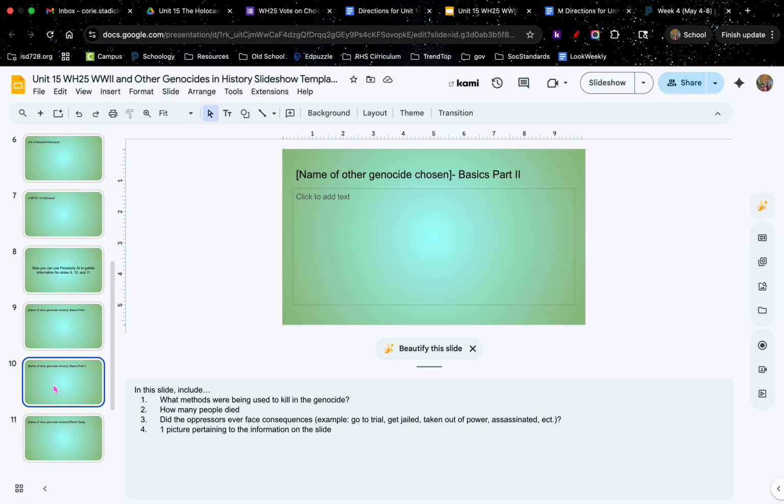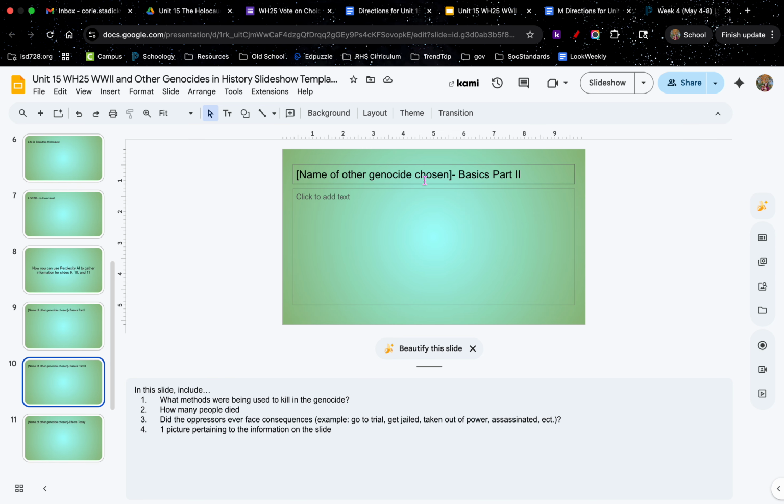For slide number 10, you're going to put the name of your genocide back up here. And then what methods were being used to kill in the genocide? How many people died? Did the oppressors ever face consequences? So for example, did they ever go to trial, get jailed, taken out of power, assassinated, or something along that line? And then one picture.